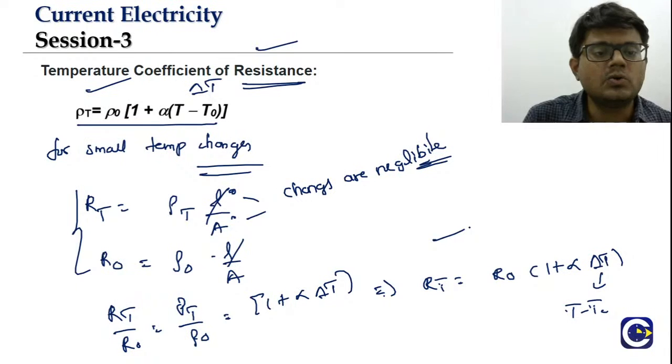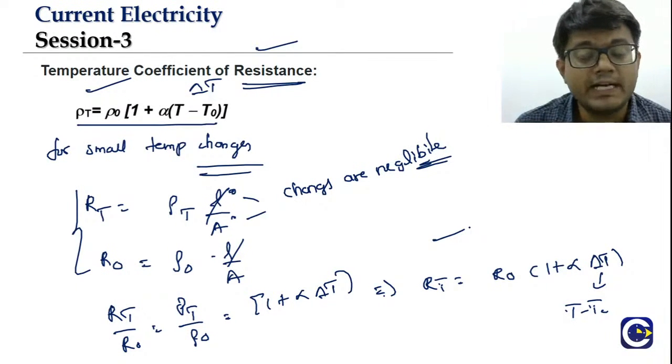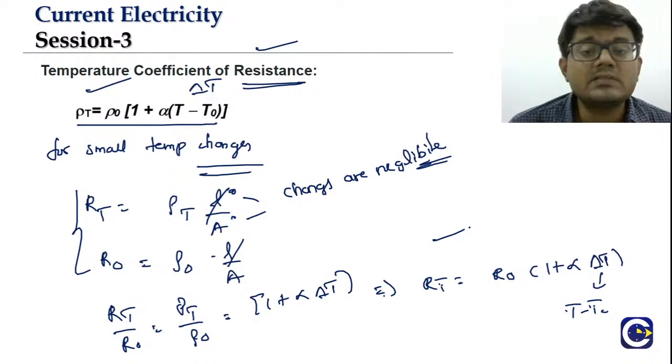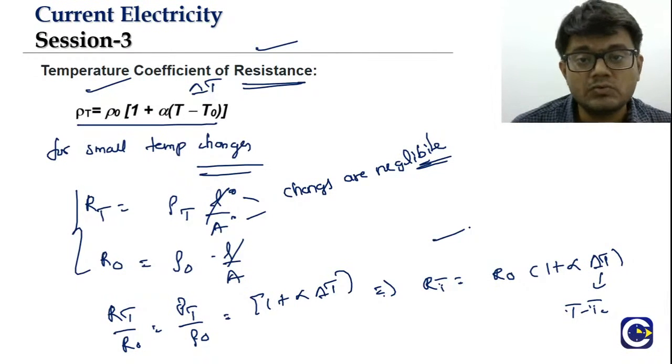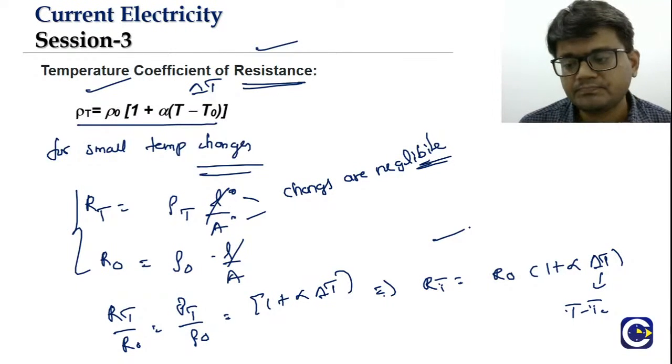Okay, so rho at temperature T is equal to what? Rho naught into 1 plus alpha delta T. So as it is, we'll have a relation in terms of the resistance also. Resistance at temperature T is equal to what? R naught into 1 plus alpha delta T. Okay?